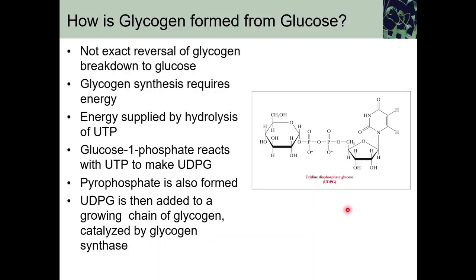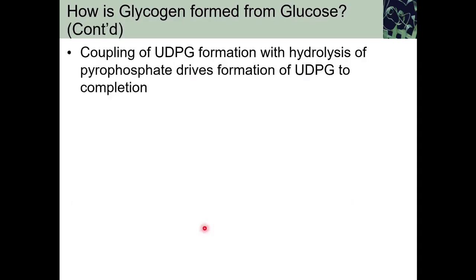Okay, so here is uridine diphosphate glucose. So this is uridine, and you have diphosphate glucose. So that's the activated form. The pyrophosphate is also formed, and it is actually the hydrolysis of the pyrophosphate into two inorganic phosphates that drive the formation of uridine diphosphate glucose. Okay, so the UDPG is then added to a growing chain of glycogen catalyzed by glycogen synthase.